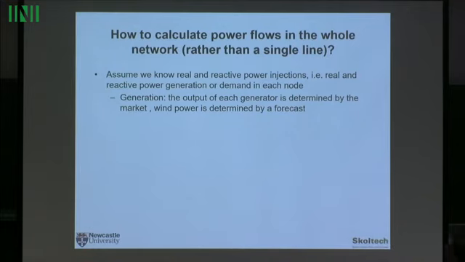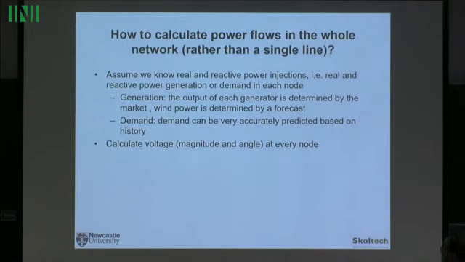In generation, we assume that the output of each generator is determined by the market, or wind power is determined by the forecast, and we expect, okay, this will be the generation pattern. This is how much power will be generated at every node. And demand is predictable, or used to be predictable. Again, with prediction, you can calculate how much the demand is at every node.